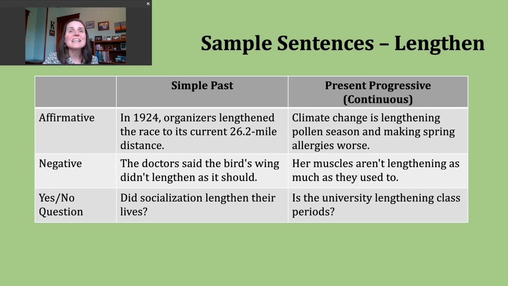Okay? Finally, let's look at making a yes or no question in the simple past tense. To do this, I start with did, then I use my subject, and then the base verb. So again, I'm not using the ed form of the verb. The only time I use the ed form of the verb is in the affirmative or with positive sentences. Let's take a look at the question. Did socialization lengthen their lives?